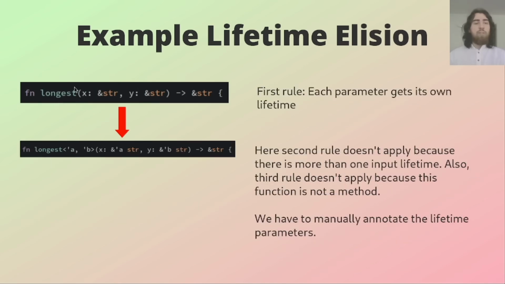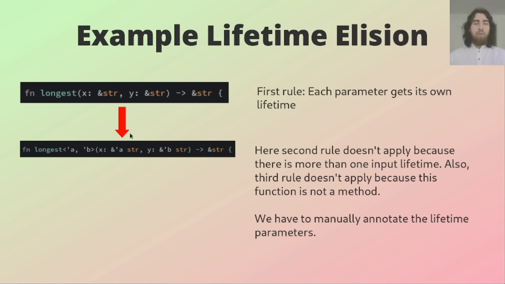We have the function longest that takes 2 references as arguments, okay? And it returns 1 reference. First rule, each parameter gets its own lifetime. So the compiler will come and annotate A and B. Each reference gets its own lifetime, all right? So here the second rule doesn't apply because there is more than one input lifetime. Also, the third rule doesn't apply because this function is not a method. We have now to manually annotate the lifetime parameters.